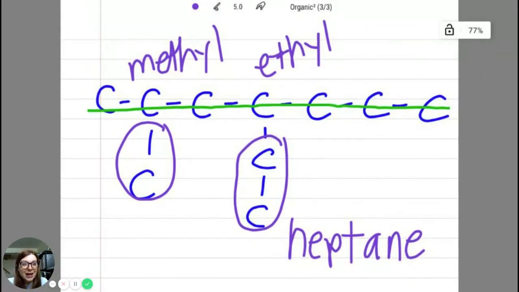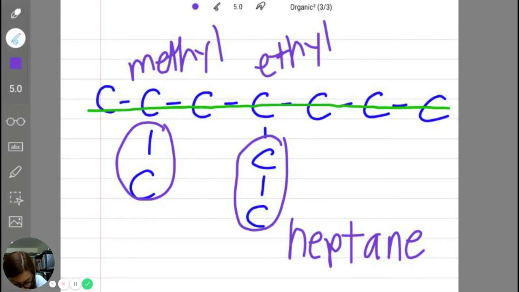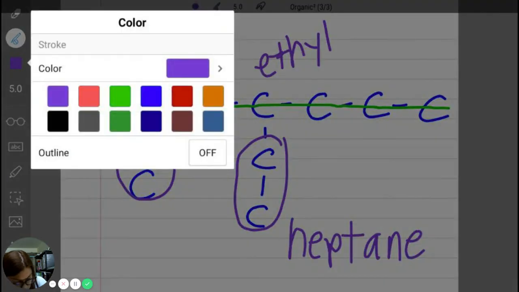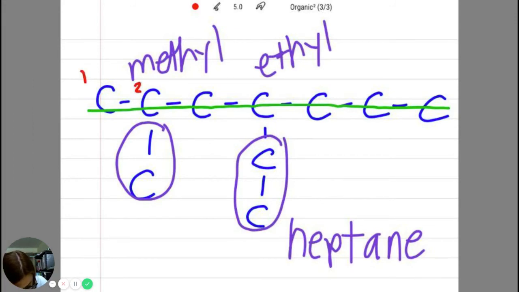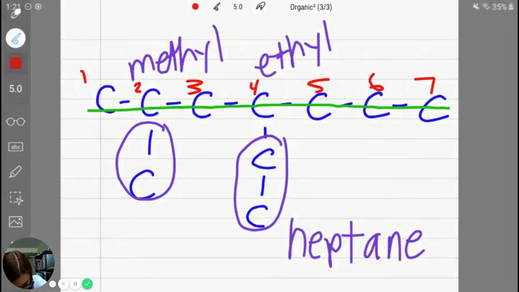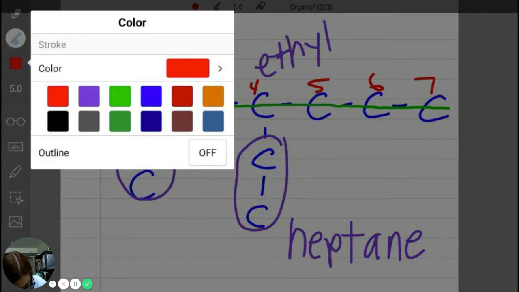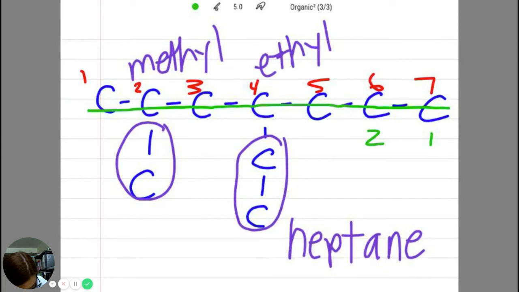Now, I know that my name is not just heptane. I have to somehow incorporate the methyl and the ethyl into that name. And what I need to do is specifically identify where those things are. So I am going to number my carbons so that I could give these dangles or functional groups an address. 1, 2, 3, 4, 5, 6, 7. That's my red number system. Now I'm going to number it backwards with green. 1, 2, 3, 4, 5, 6, 7.